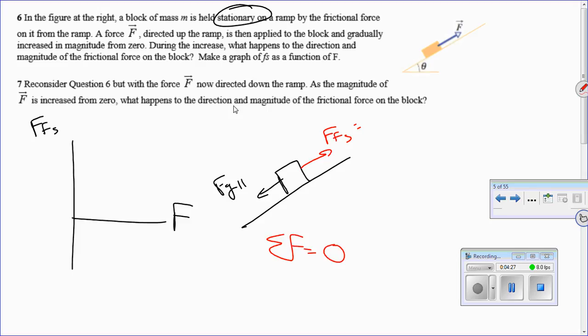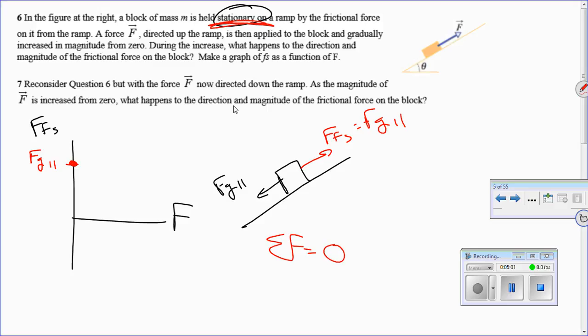In fact, that's going to be true for all of this, right? No matter what F is, since it's stationary, my net force is 0. So with no applied force, in other words, if F is 0, then my force of static friction has got to be the same as Fg parallel, right? So that tells me my y-intercept. So there's one data point. Let me pause there. Does that make sense?